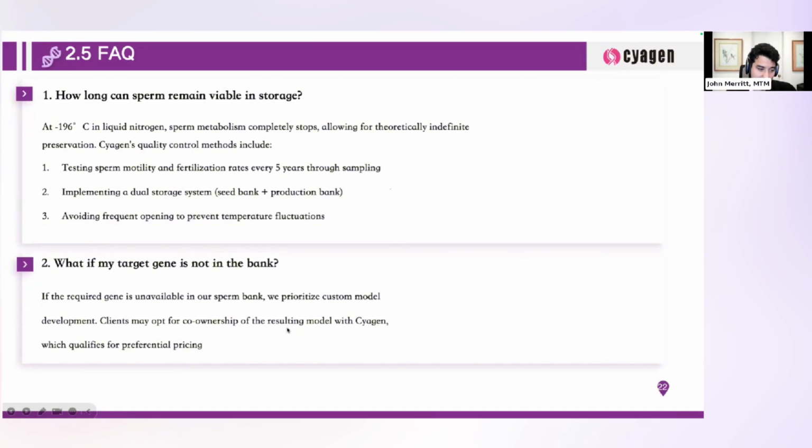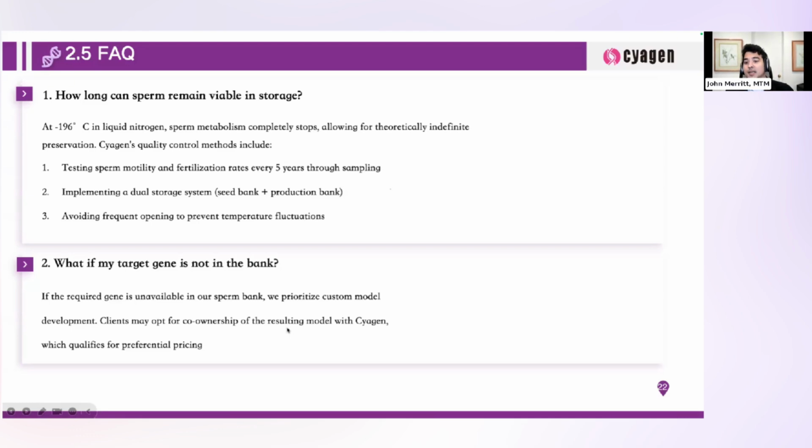And the second question we get is, what if my target gene is not in the Mouse Atlas, or the particular floxing strategy is not there? We recommend that you go and talk to us, and then we'll let you know if we're in the process of making it. And if not, because there are so many genes out there, we may not be actively making it right now. We are happy to make it for you, and then we'll just split the cost, right?